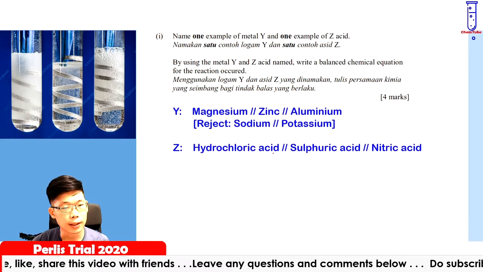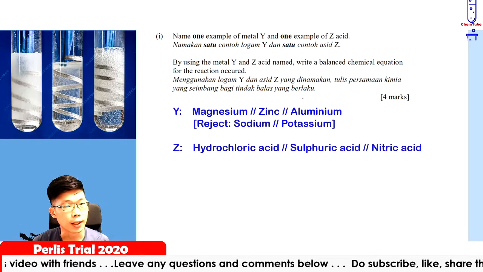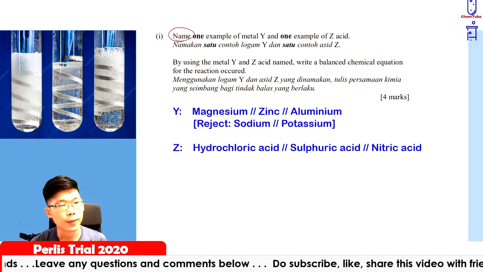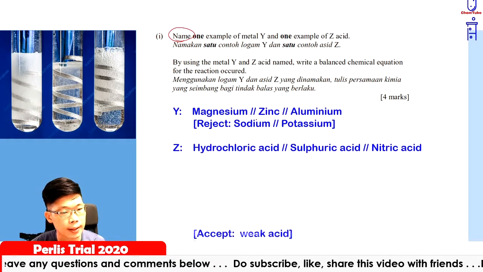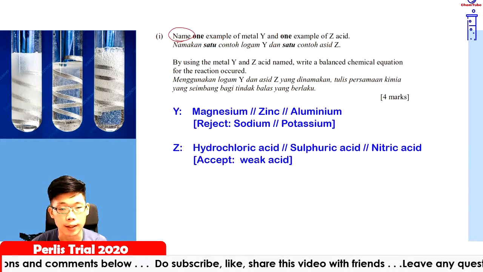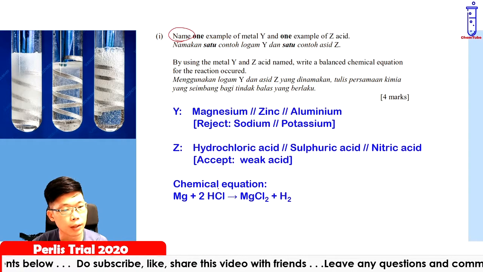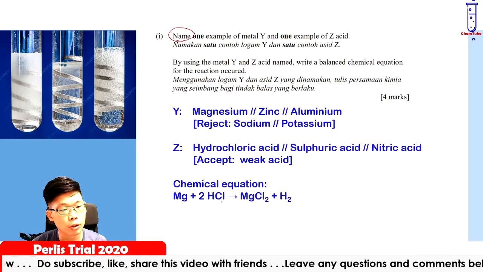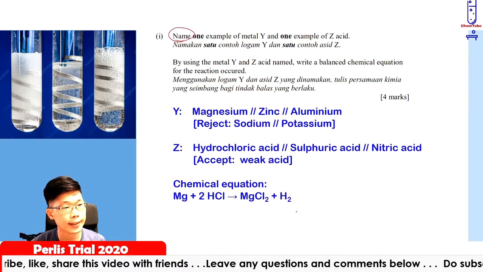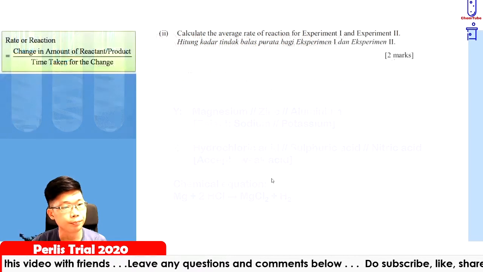It can be monoprotic acid, diprotic acid, hydrochloric acid, sulfuric acid or nitric acid. Okay, but you have to use the name. You cannot write the formula, because the question asks you to name it. Then we can also accept a weak acid, for example, acetic acid, ethanoic acid. For the chemical equation, let's say we choose magnesium reacting with hydrochloric acid. It reacts with 2 moles of hydrochloric acid to produce a salt, magnesium chloride, and hydrogen gas. So we can collect the gas to determine the rate of reaction.